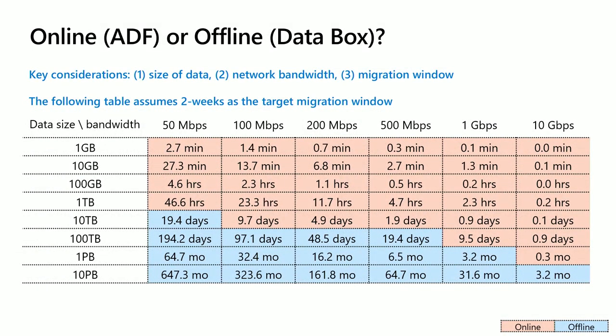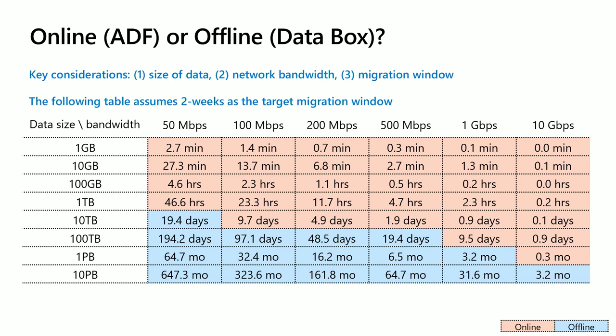So for data migration specifically, usually we see customers ask, shall I do offline migration, which is disk shipping, using, for example, Azure Data Box, or is it possible to do online migration, for example, using Azure Data Factory? So here are the key considerations. Mainly 3 aspects. What's the size of your data? What's the available bandwidth? And what's your expected migration window?